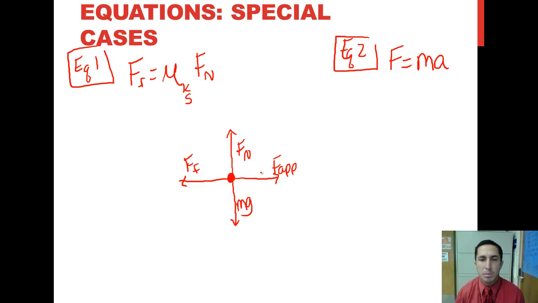Let's say we're trying to move this object to the right. Friction force will be opposing the motion. So the motion is trying to go to the right, so the friction force will be pulling it to the left. This force equals mass times acceleration. You can rewrite it like this: net force is equal to mass times acceleration.